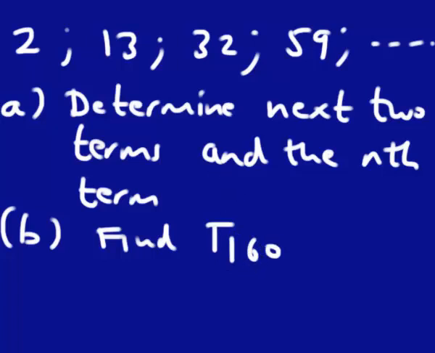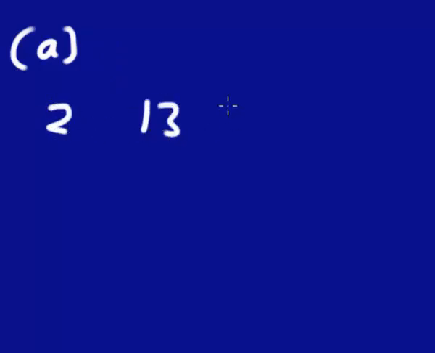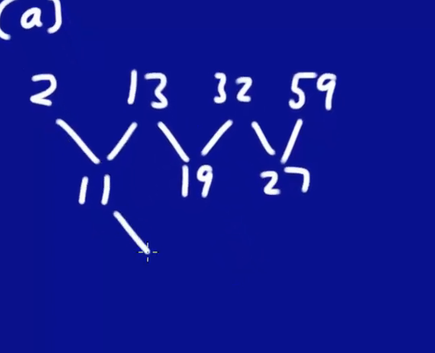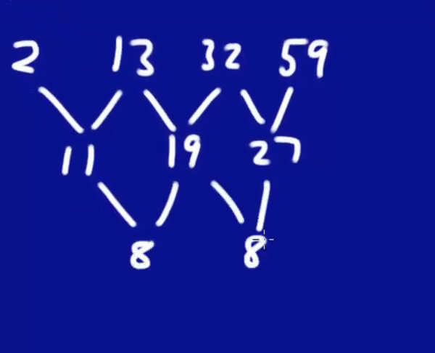Well, let's see, what are the next two terms? Let's write it down and get the nth term. So here's our number pattern: 2, 13, 32, and 59. Now let's see what it is. There's definitely a difference there of 11. This is going to give us 19, and this is going to give us 27. Let's check. 32 minus 13 is 19. 59 minus 32 is 27, so it works. And this gives us a constant second difference of 8. So it's definitely quadratic.